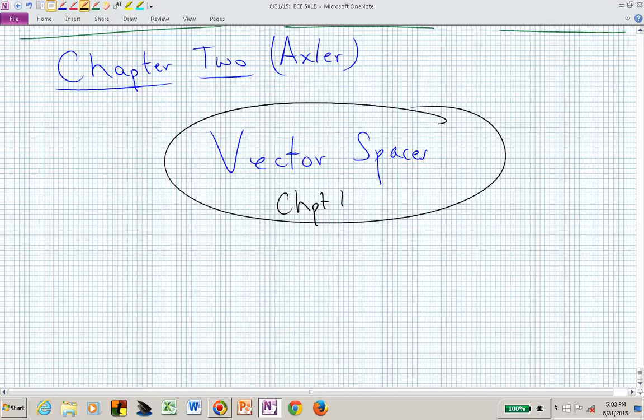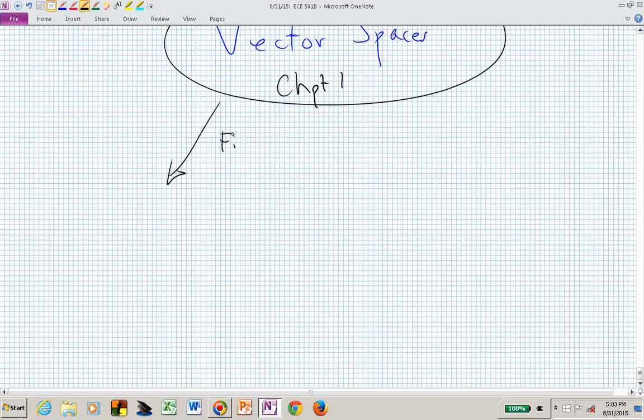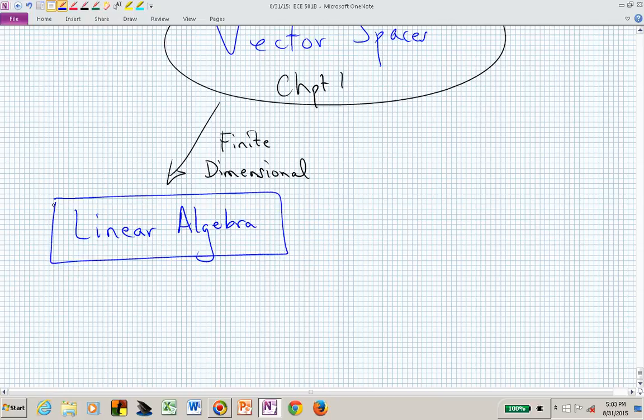concepts, so that now we can branch off of vector spaces and we could go one direction and say, suppose we restrict our attention to concepts that are finite dimensional. That now brings us into this discipline of linear algebra, which is where we are going in chapter 2.